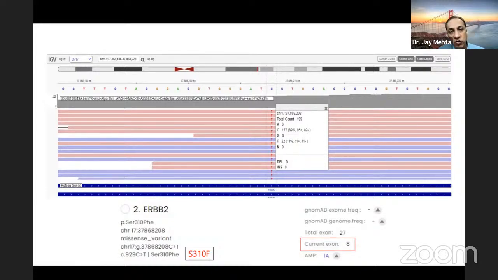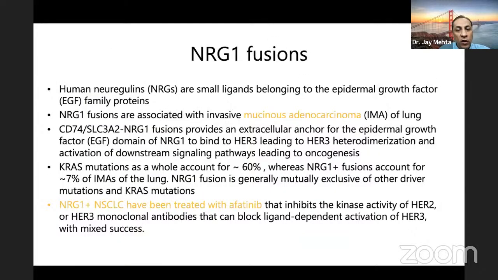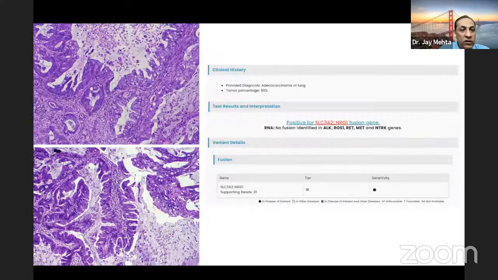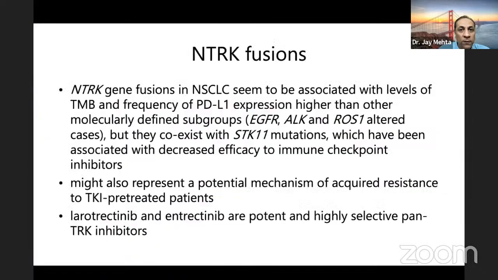So NGS should be preferred, and when it's done, you should be able to recognize what kind of a mutation is there in the report. What about the NRG1 fusions? Now, typically associated with mucinous adenocarcinomas, a large proportion of mucinous adenocarcinomas of lung have KRAS mutations. The few which are not, some of them will have the NRG1 fusions, and they are treated with afatinib. So here's a lung cancer with mucinous histology, and we have discovered it had an NRG1 fusion.